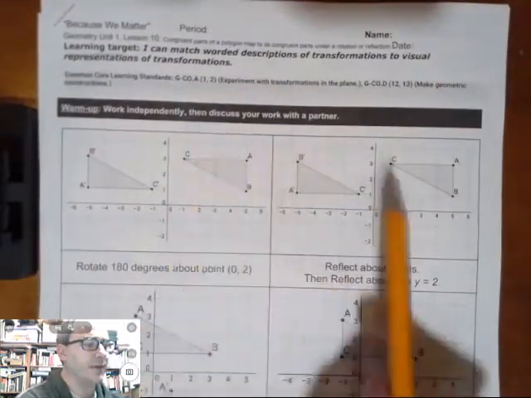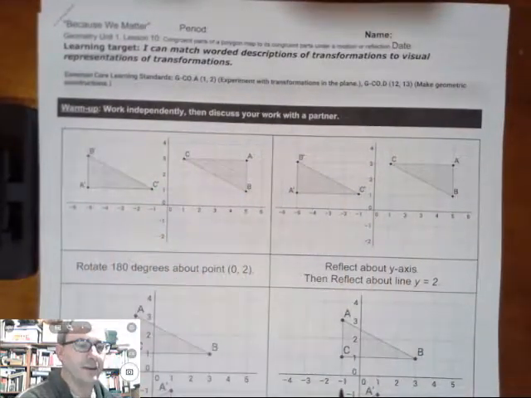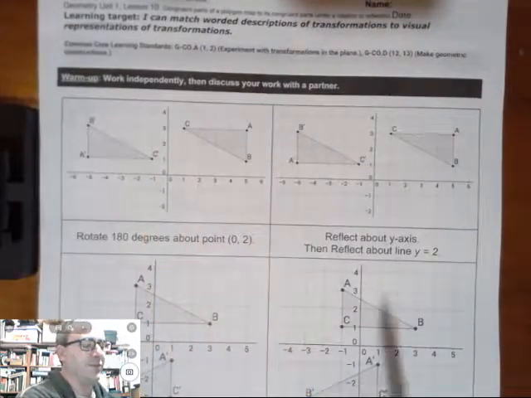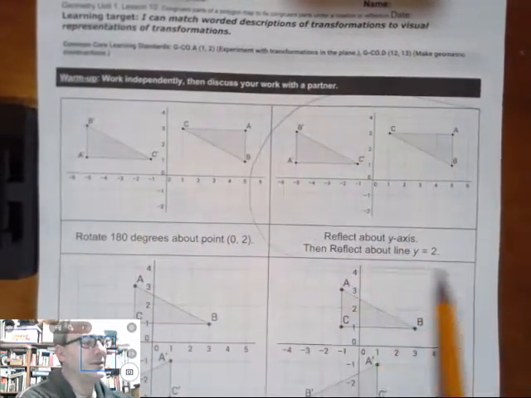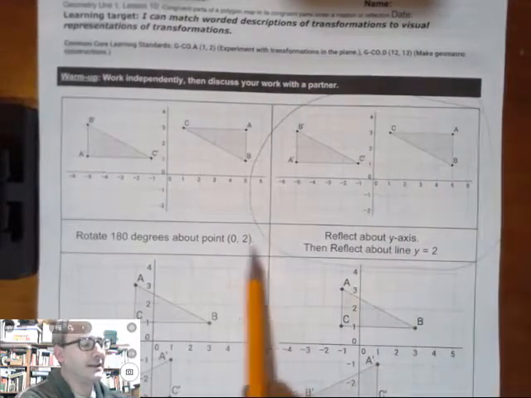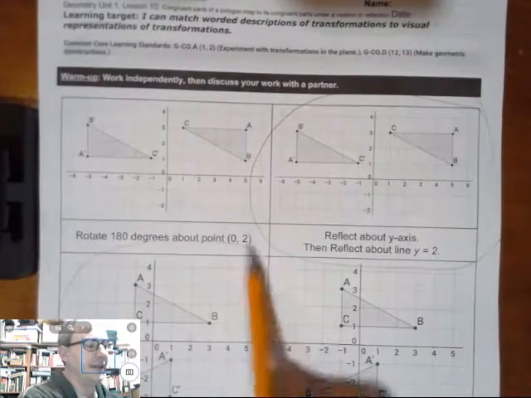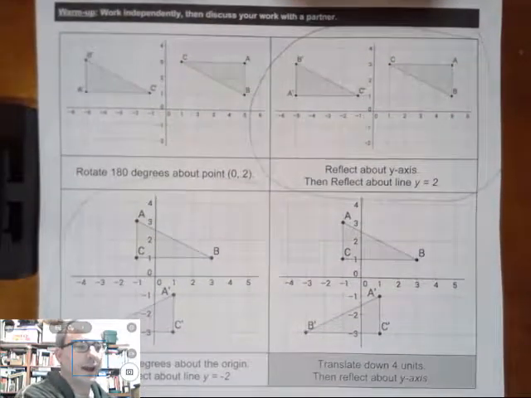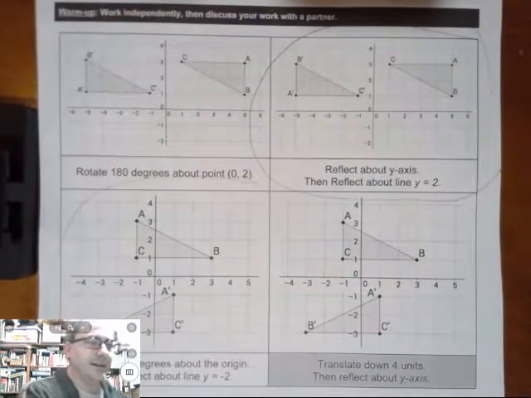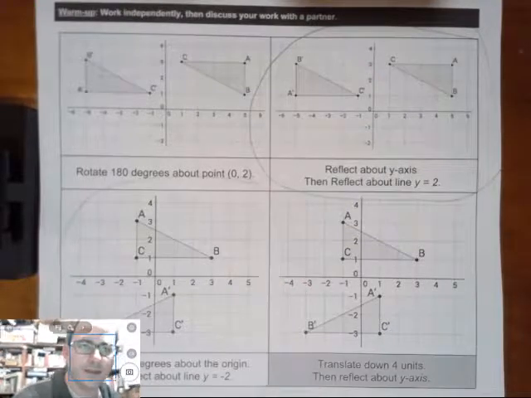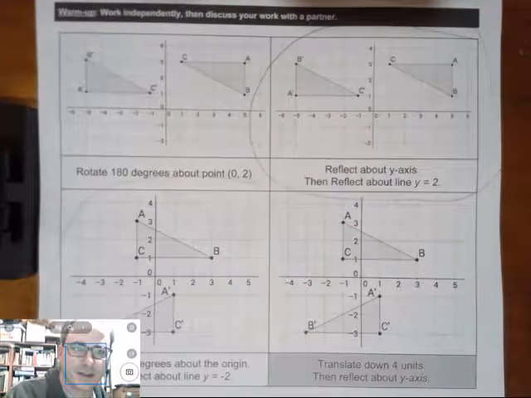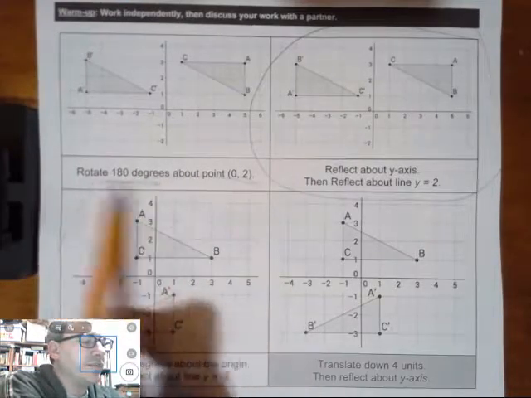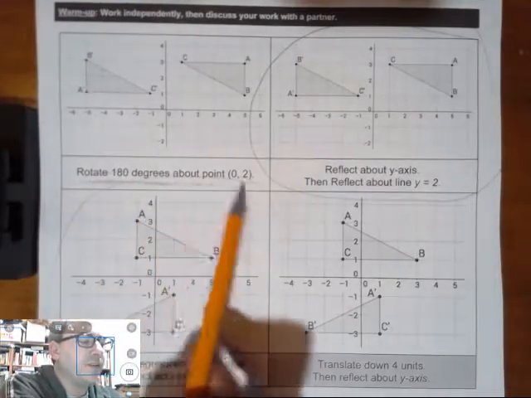Now I'm going to do the top left and the bottom right, and I want you to do the top right and the bottom left. You're going to do those 2 after I show you how to do these. Let me move that camera just a little bit, just like that. Okay. So first one here, the description is rotate 180.